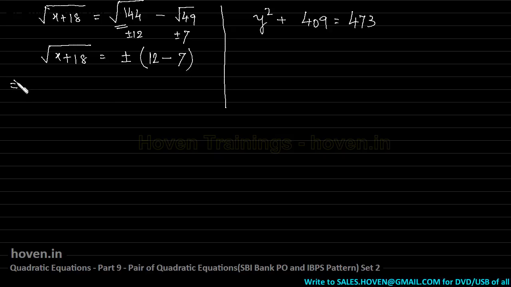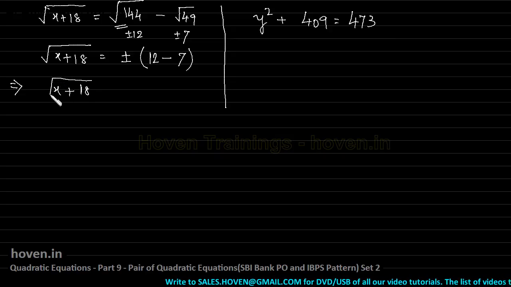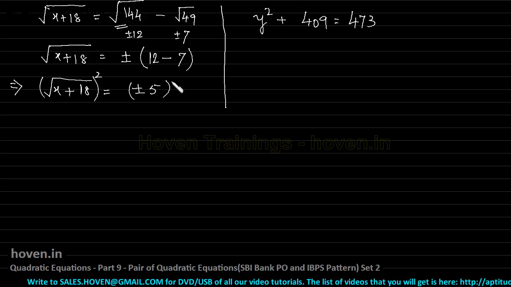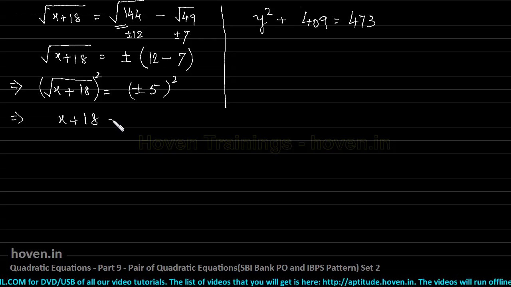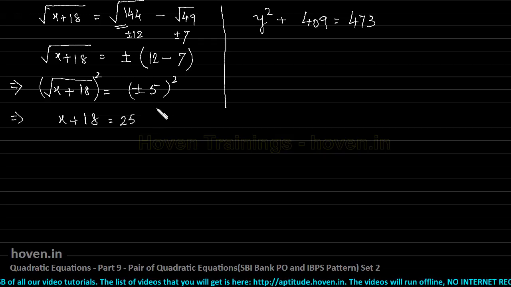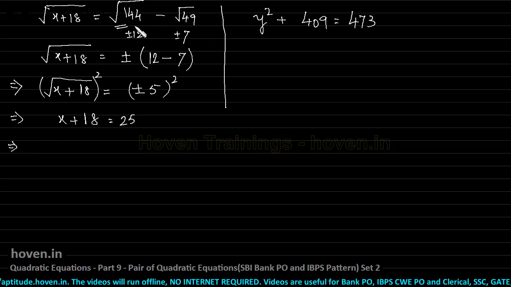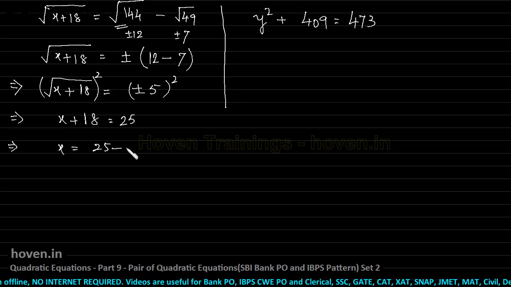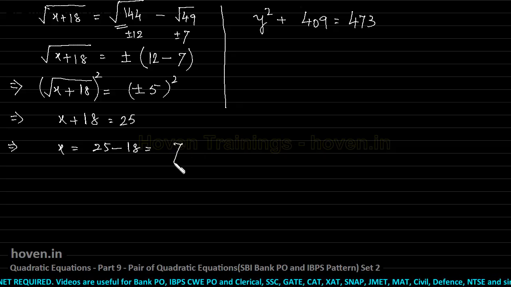Why? Because in the next step I have to square both the sides. I will get x plus 18 squared, which is equal to plus minus 5 squared. 12 minus 7 is 5, which implies x plus 18 is equal to 25. Therefore, if I hadn't taken this plus minus 5, it would have been plain 5. But after plus minus 5, it is again 25 because squaring was done. So it would not matter if you don't want to go through this complexity, which implies x is equal to 25 minus 18 is equal to 7.